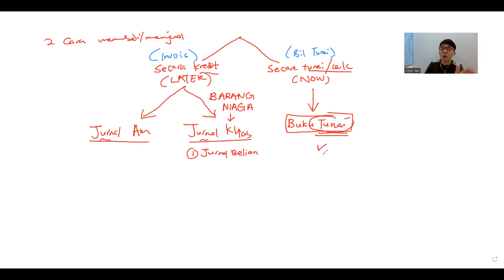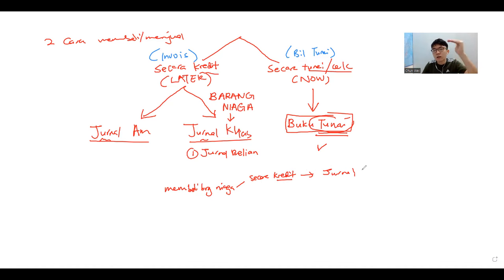Let me repeat. When I say beli barang niaga secara kredit, then because it is secara kredit, it must be jurnal. Can you see or not? Secara kredit, it must be jurnal. But what are we beli? Barang niaga. You see barang niaga? Okay, then this is a jurnal khas.